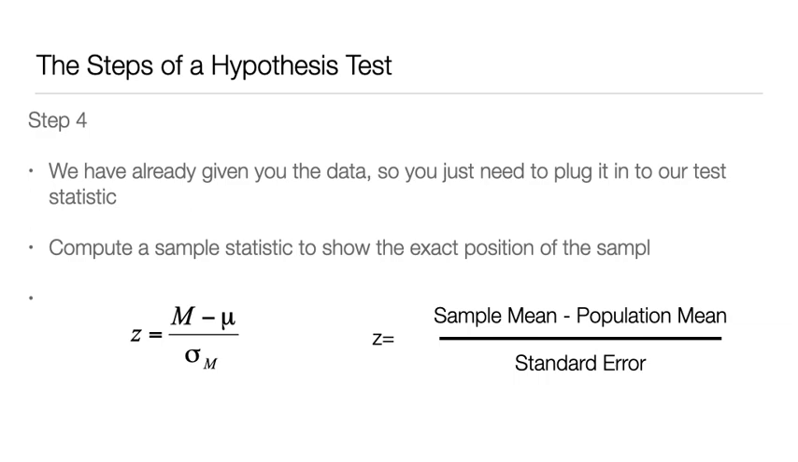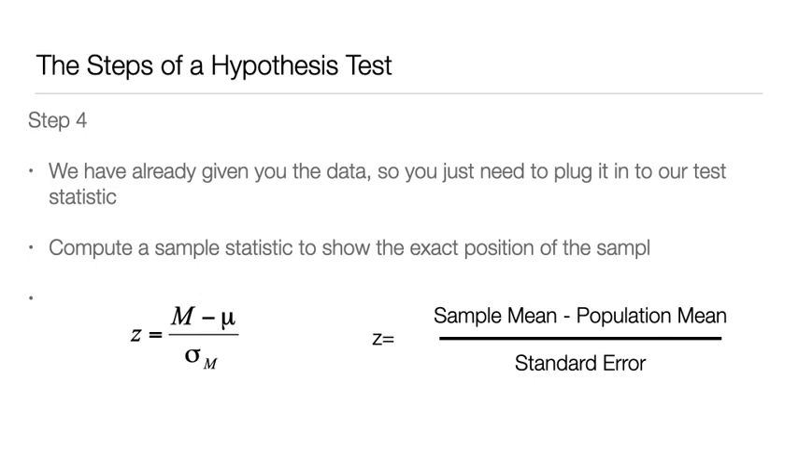Step 4 is where the actual statistics is happening. We have already given you your data, so you won't need to collect any data. We just need to compute the sample statistic. For a z-test, our sample statistic is a z-score. This part will change some when we do different tests, but the other pieces will stay the same. For this z-score, we're going to use the z formula for sample means. We just plug in the information we've already given you: the population mean, the sample mean, and the standard error. We plug those into the formula and calculate that ratio.